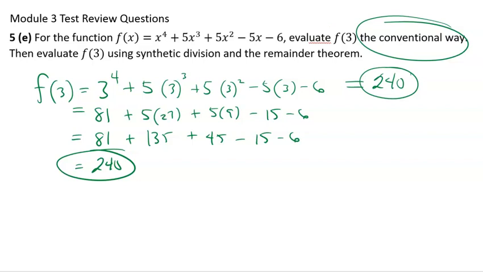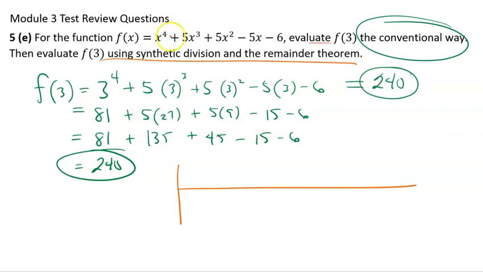Now, the second way, I'm supposed to use synthetic division and the remainder theorem. Can we do that? You bet we can. Okay. So synthetic division, I'm putting my polynomial coefficients at the top. Make sure everybody's represented. 4, 3, 2, 1, constant. Yes. So that means my coefficient of 1 represents x to the fourth. The 5 represents x to the third. The 5 for x squared, a negative 5 to go with the x to the first, and a negative 6 is my constant. What goes out front? This is what most people miss. They forget what to put out front.